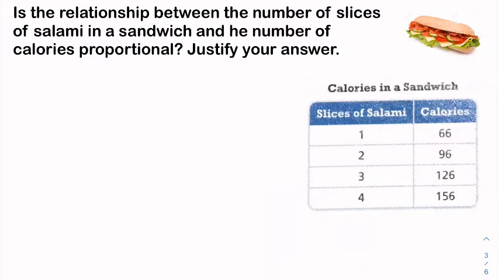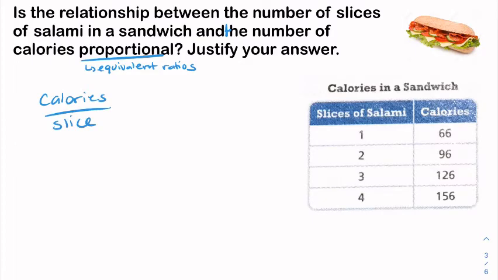Is the relationship between the number of slices of salami in a sandwich and the number of calories proportional? Justify your answer. So again, proportional means that the ratios are equivalent. And that has to be all of them. The table shows slices of salami and the number of calories. So let's take the unit rate of each one. We're going to find the calories per slice of salami.